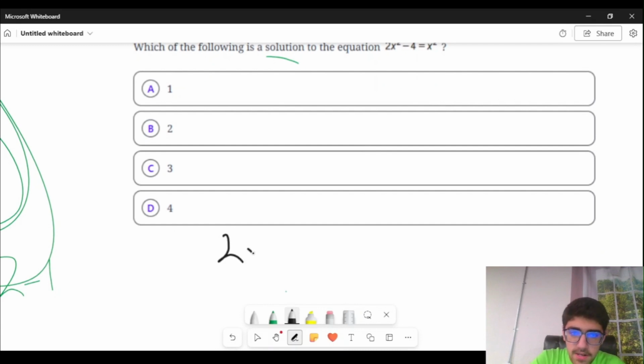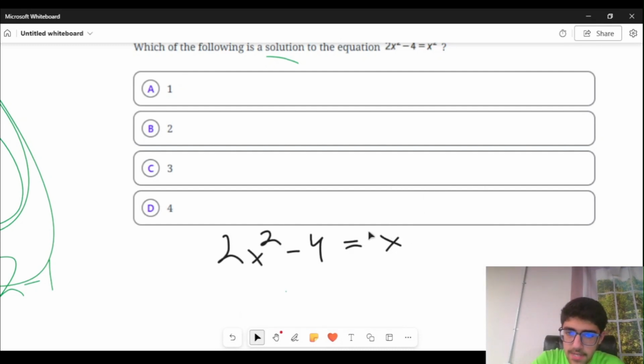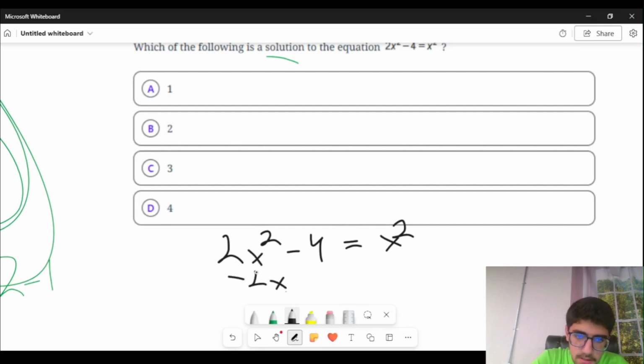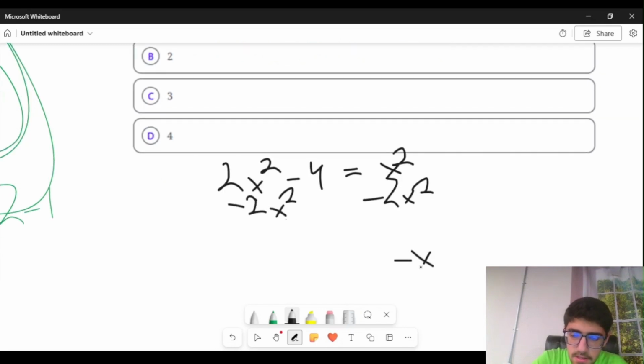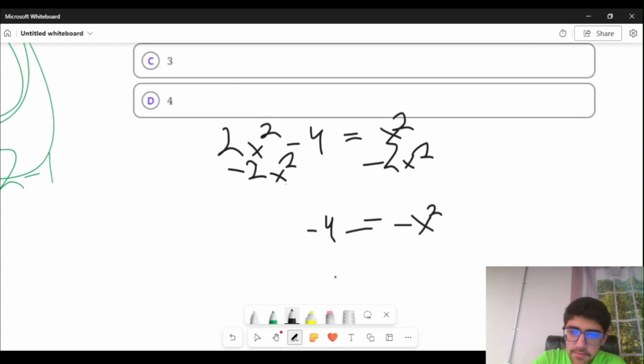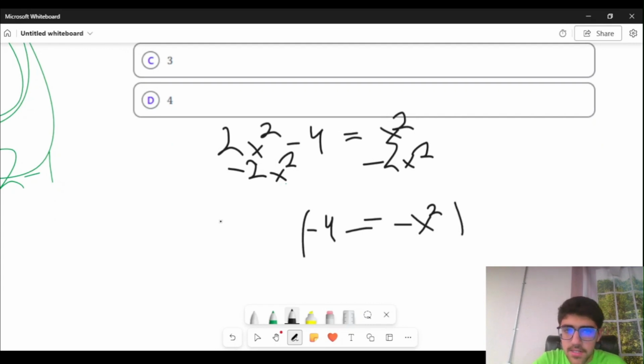So you have 2x squared minus 4 equals x squared. Start by isolating the x, like we did with the linear equations. Subtract 2x squared from both sides. You get negative x squared is equal to negative 4. Because they're both negative, we multiply the whole equation by negative 1. You get 4 equals x squared.